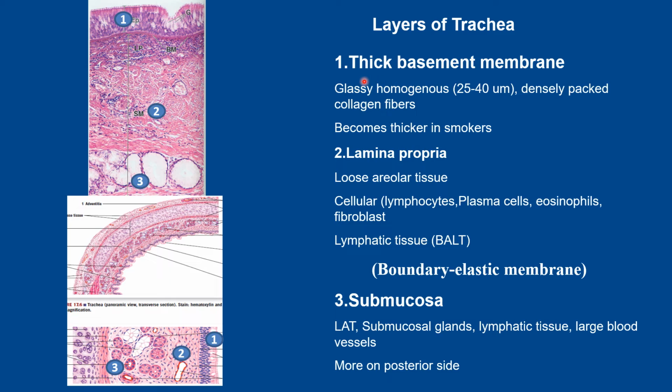The layers of the trachea are thick basement membrane and glossy homogeneous, densely packed collagen fibers. They become thicker in smokers. The lamina propria, which contains loose areolar tissue, cellular components are lymphocytes, plasma cells, eosinophil, fibroblasts, and lymphatic tissue, BALT. The boundary between the mucosa and submucosa is formed by elastic membranes. The submucosa contains lymphatics, loose areolar tissue. LAT is loose areolar tissue, submucosal glands, lymphatic tissue, large blood vessels, and these glands are more on the posterior side.